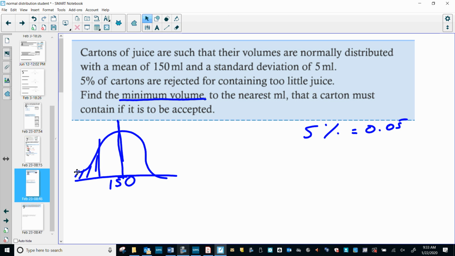I'm going to change the color. So, now that we have that labeled, let's go to the calculator pieces. So what do we put in? We put the 0.05 in as the area. Because it's always the area to the left of the line you're trying to find.